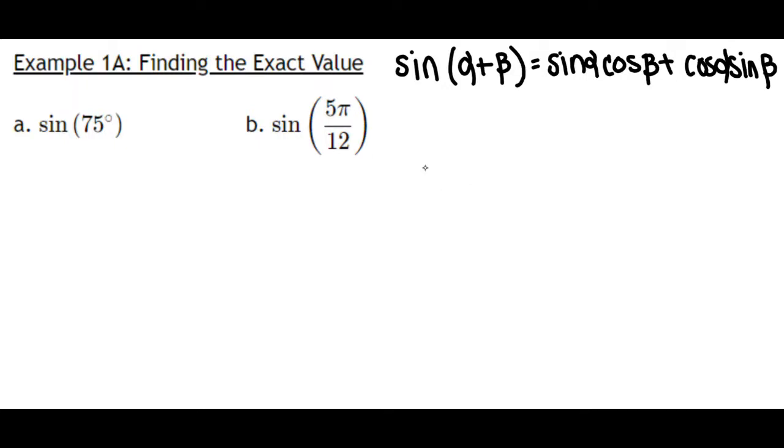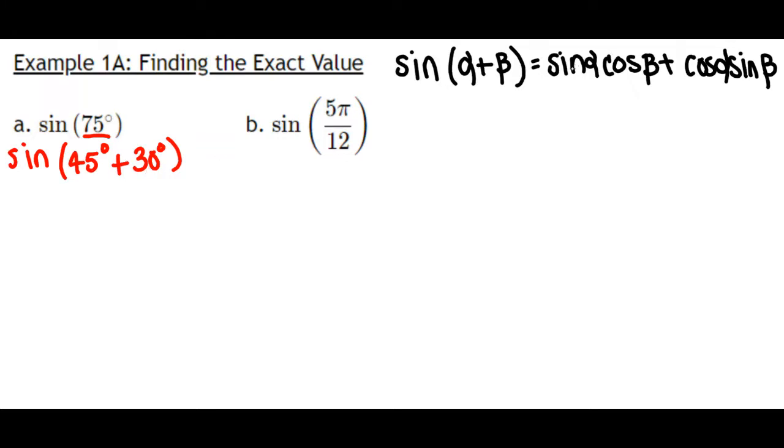So what we're going to do is take this first example where we're looking for sine of 75, and we're going to find two angles that add up to 75. Now, 75 is not on my unit circle, but I can pick two numbers from the unit circle that will add up to 75. So I'm going to choose the angle 45 plus the angle 30, because 45 is on my unit circle and 30 is on my unit circle.